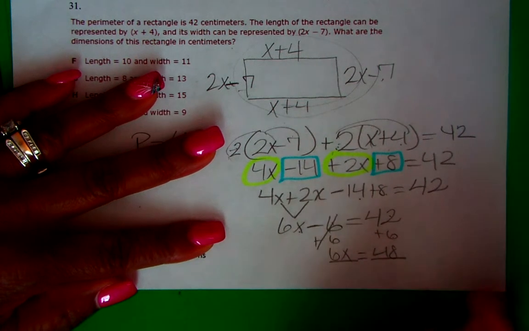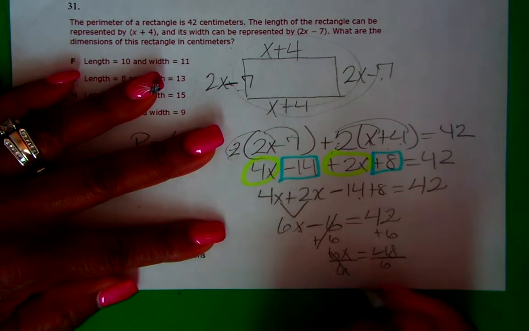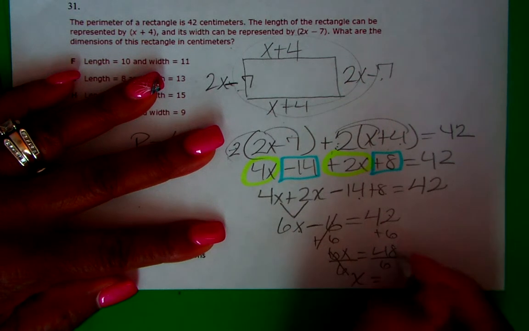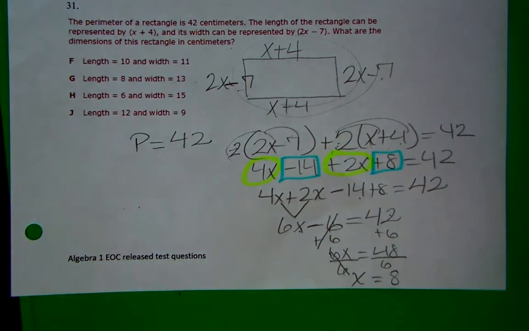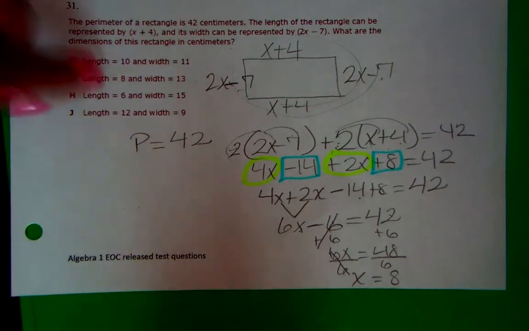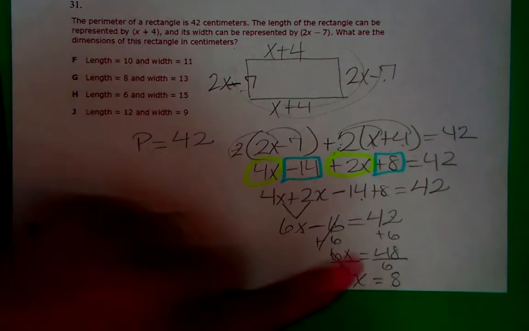Divide both sides by that coefficient 6. Then 6 divided by 6 is 1. I got a 1x there. 48 divided by 6 is 8. So my value for x is 8. Look, they're trying to trick you guys. Watch that. You see the 8 and they got 8? Don't fall for that. They want to know the length.